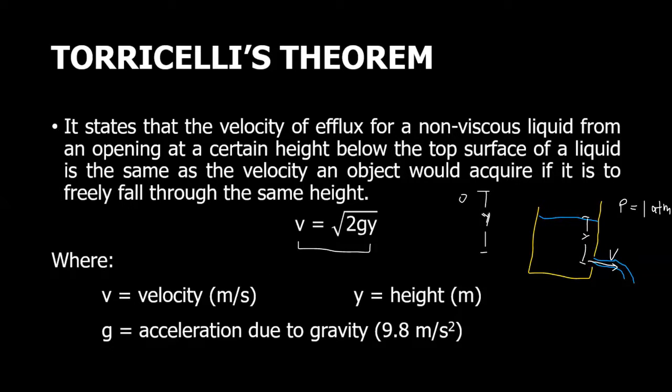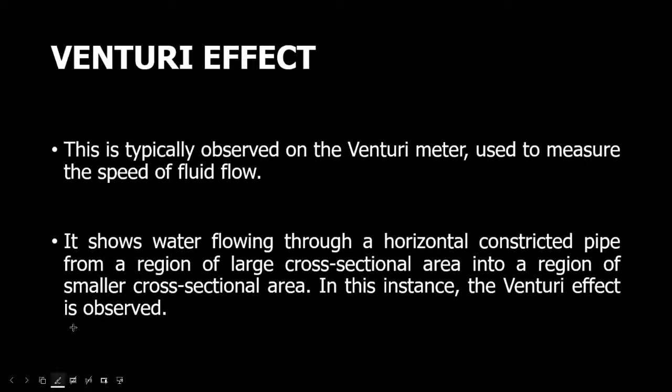Now we have what we call the Venturi effect. So this is typically observed on the Venturi meter used to measure the speed of fluid flow. It shows water flowing through a horizontal constricted pipe from a region of large cross-sectional area to a region of smaller cross-sectional area. In this instance, the Venturi effect is observed.